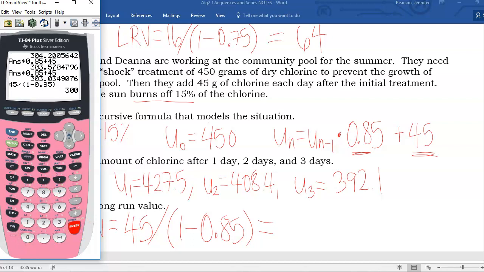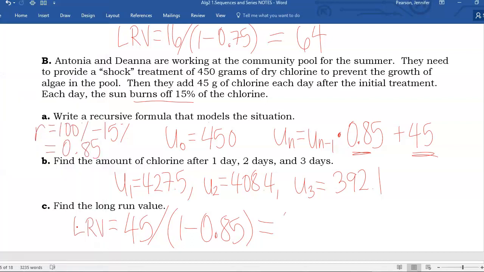And you can see that decreasing value, right? We started at 450, 420, 408, 392. It's decreasing, decreasing, decreasing. Once it reaches 300, that's going to be the maintenance level. It's going to stay at 300 as long as they keep adding 45 grams every single day.